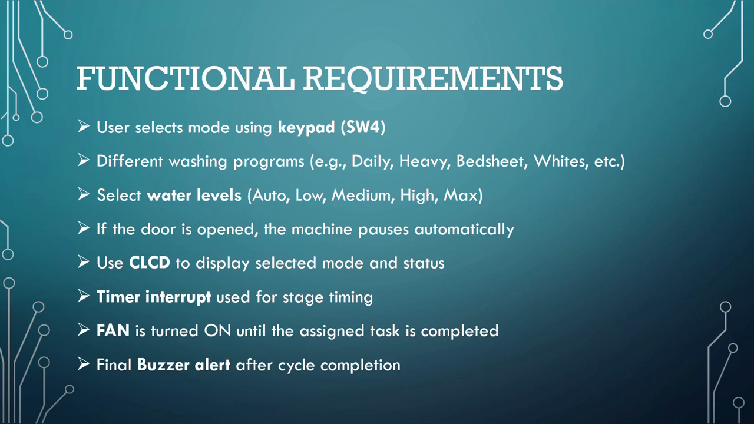The CLCD constantly shows the selected mode, water level, and process status. Timer interrupts are used to manage delays for wash, rinse, and spin stages. A fan is turned on during these stages to simulate the working motor. Finally, a buzzer gives an alert to indicate that the wash cycle is complete. These requirements help in designing a complete embedded solution that feels like a real washing machine.